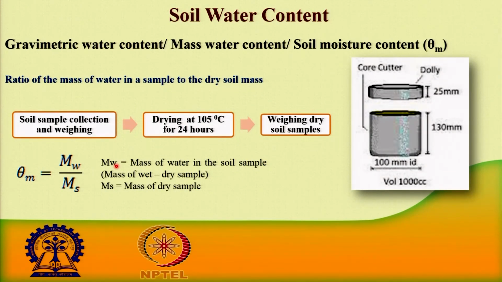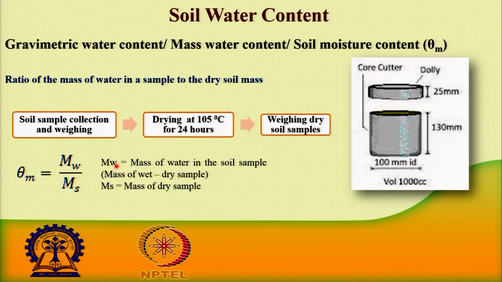Soil water content: someone wants to know how much water is present in the soil. This is measured in terms of gravimetric water content, mass water content or soil water content. A soil sample is collected by using a soil core, and then the sample is brought to the laboratory.